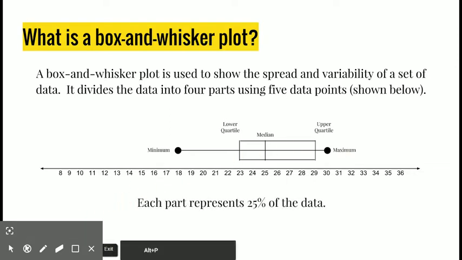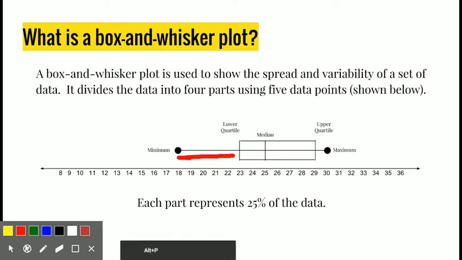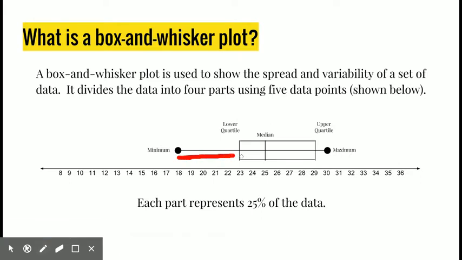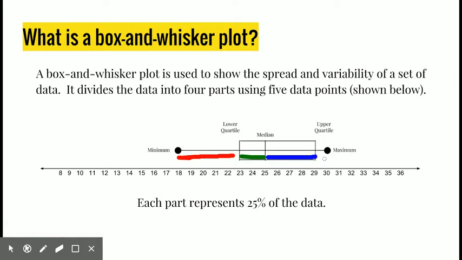Now, what's very important about this is that each part represents 25% of the data, okay? So right here, this represents 25% of the data from here to there. We've got another 25% of the data from here to here. Okay, there's another 25% of the data from there to there. And finally, there's 25% of the data from here to here. That didn't draw very well that time. There we go. Now, what's important about this is that, think about that, quartile sounds like quarters, okay?